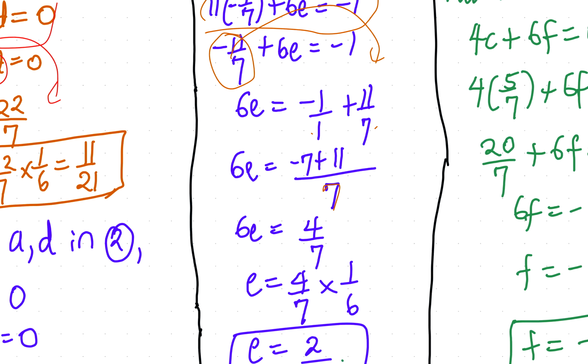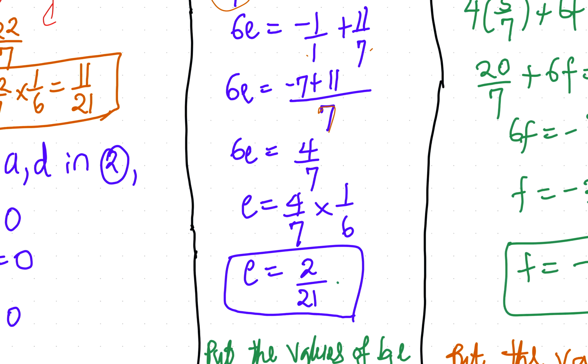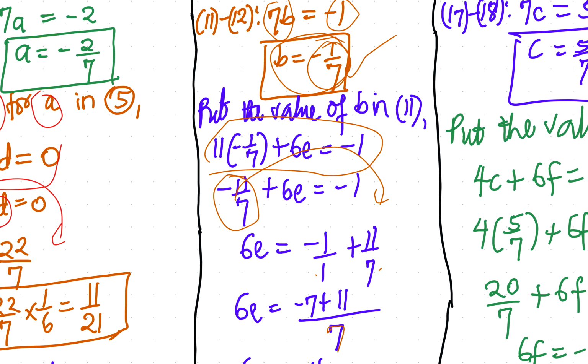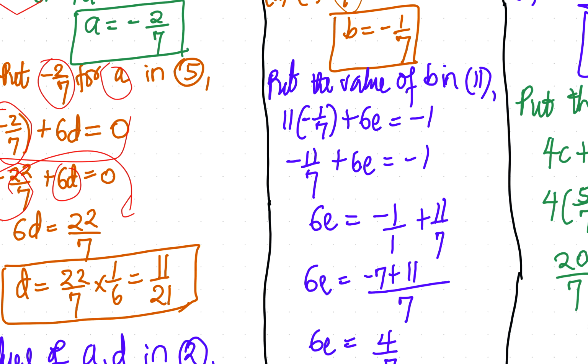That means e itself is 4 over 7 times 1 over 6. Divide both sides by 6. So 2 here is 2, 2 here is 3, so 3. So e is 2 over 21. So now we have b is minus 1 over 7, as you can see from here. Now e is 2 over 21.